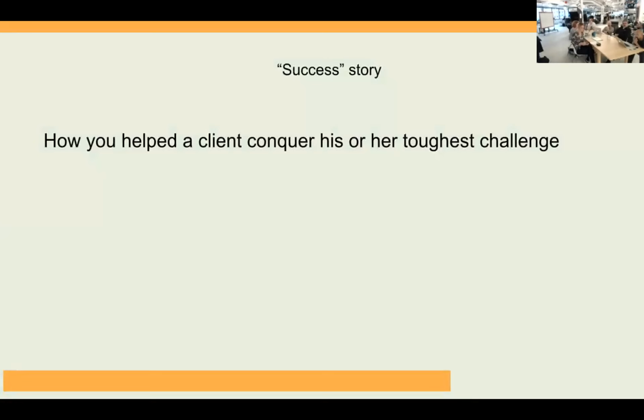So those are what I call the hard luck stories. In my book, I call them journey stories, and most people are told to tell that. But the most important story you need for your portfolio is a success story. Actually, when I work with clients, I tell them I want 3 success stories: how you helped the client conquer his or her toughest challenge. And if you've been in business at all, you probably have a few stories like that.